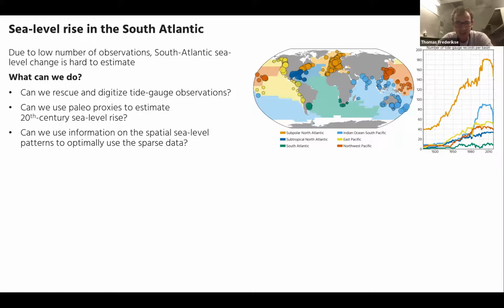And the second thing we want to try is to see whether there are other ways of getting ideas of sea level changes by looking, instead of tide gauges or direct measurements, to paleo proxies, and see whether they can tell anything on 20th century sea level. And finally, we have some ideas of the spatial sea level patterns. So can we say that, for example, a specific tide gauge will under- or overestimate sea level rise in the South Atlantic? So we're going to try these three things.